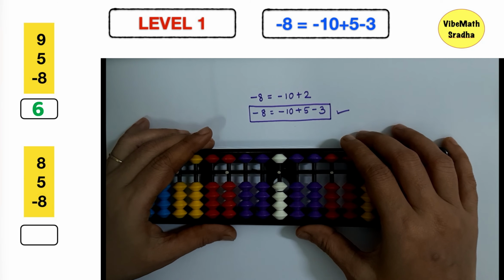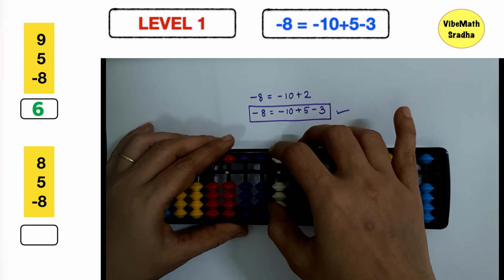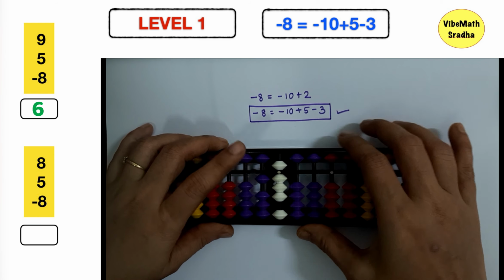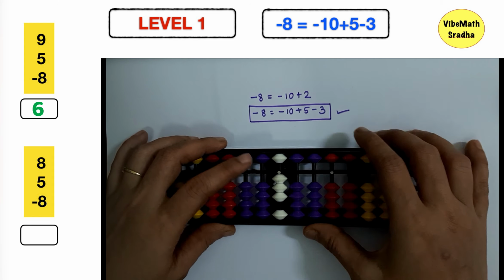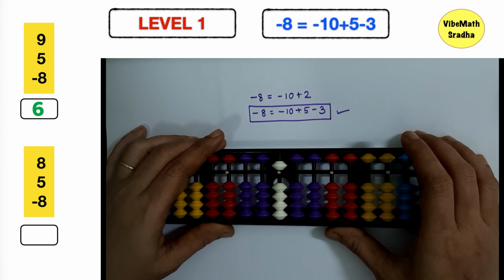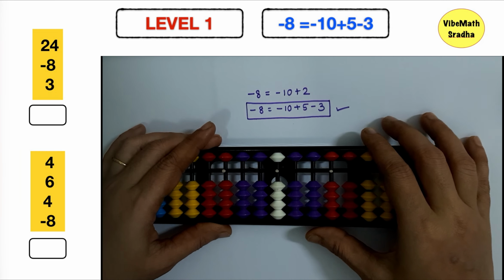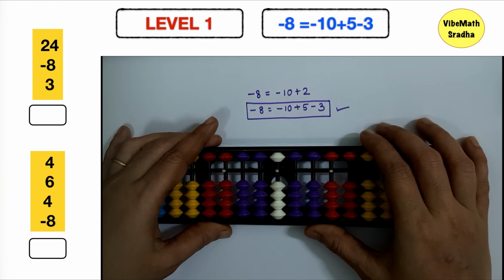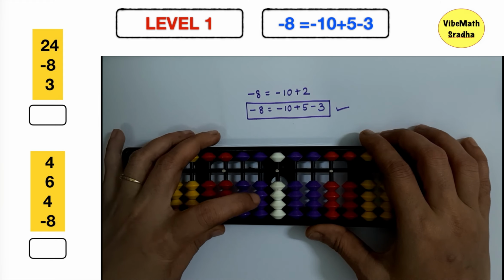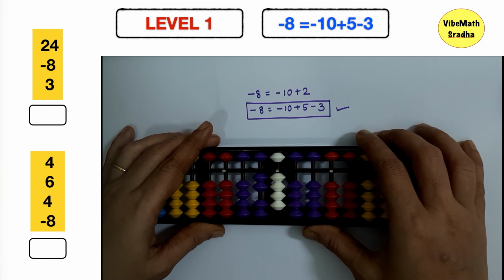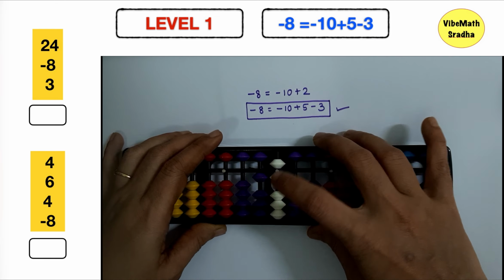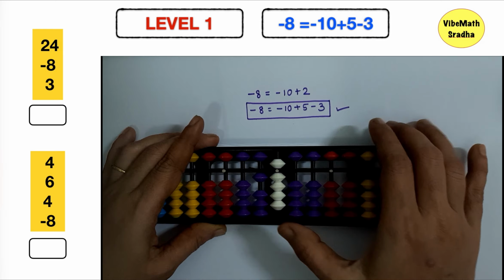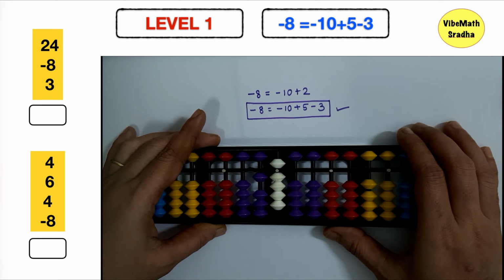Next example, 8 plus 5 minus 8. 8 plus 5 is plus 10 minus 5, then minus 8. Minus 8 is minus 10 plus 5 minus 3. So, answer here is 5. Next example, 24 minus 8 plus 3. 24 minus 8 is minus 10 plus 5 minus 3, then plus 3. It can be done directly. So, answer here is 19.